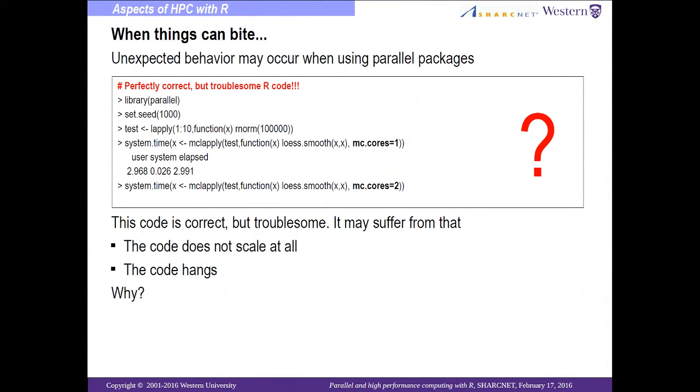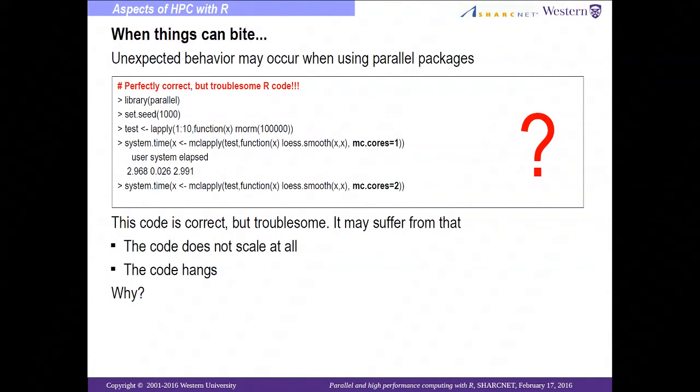For instance, in this code, I'm loading the parallel library. I'm generating a vector called test, and then I'm calling mclapply to apply the function loess smooth, which is a built-in function, to this vector using 1 core and 2 cores. So what this loess smooth function does is simply curve fitting. Given a whole bunch of observation points, this function will try to fit those points.